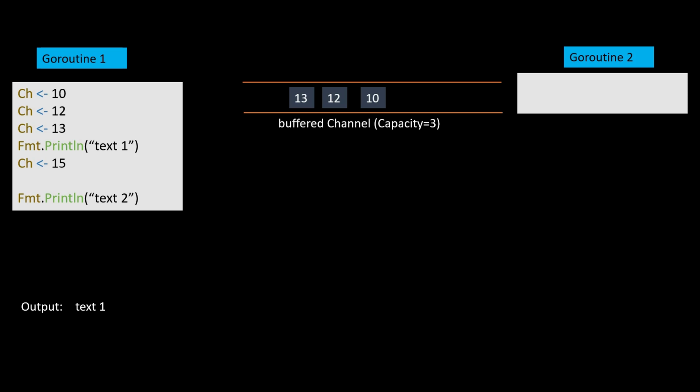Now, let's say goroutine 1 wants to send another value on the channel, but you can see the channel is full and now goroutine 1 will be blocked until some other goroutine fetches the data from the channel. Let's say after some time goroutine 2 fetches the data from the channel. This will make our channel length equal to 2 and 15 will be inserted into the channel and goroutine 1 will be unblocked. Now we will get our second output, that is text 2.